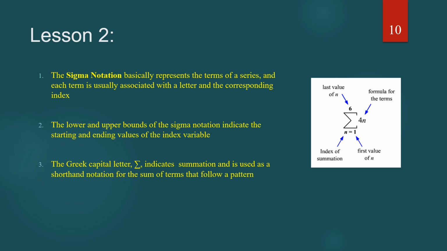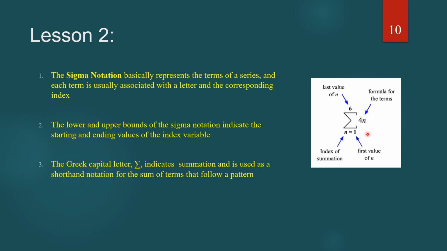Everyone, now we are quickly going to be moving to lesson number 2, where we will be dealing with sigma notation. The sigma notation is basically a representation of the terms of a series, and each term is usually associated with a letter and the corresponding index. The lower and the upper bounds of the sigma notation indicate the starting and ending values of the index variable.